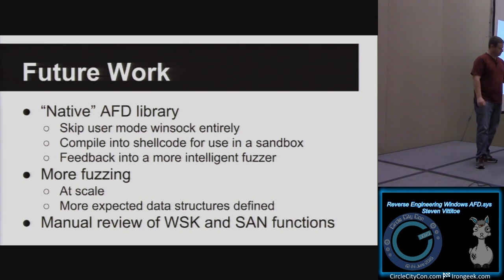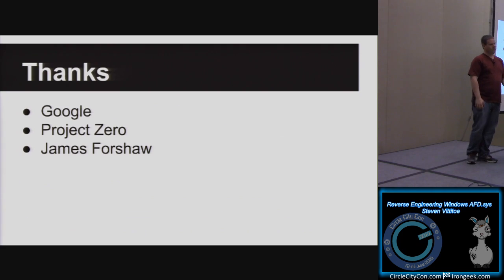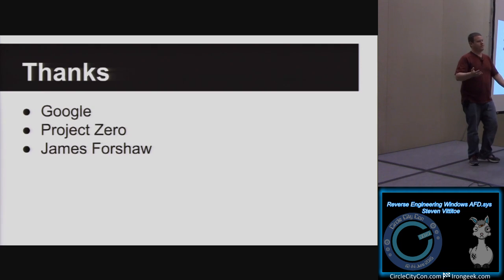So a big thank you to Google, who put up with me reversing this driver and not getting anything to show for it for about a month. Project Zero, my team, was really helpful and supportive of guiding me in the right way. What would they do to fuzz it? How could we fuzz this at scale? Is it worth doing these things at lots of different decision points along this process?